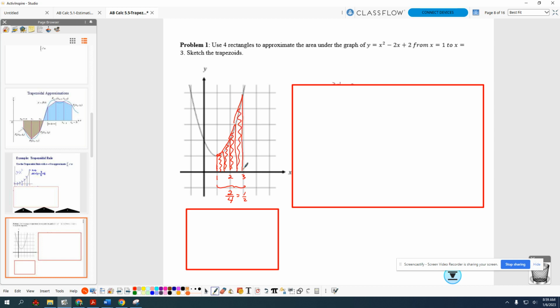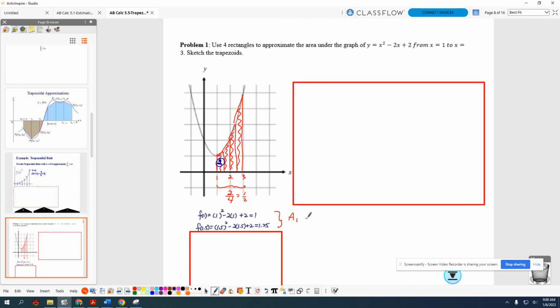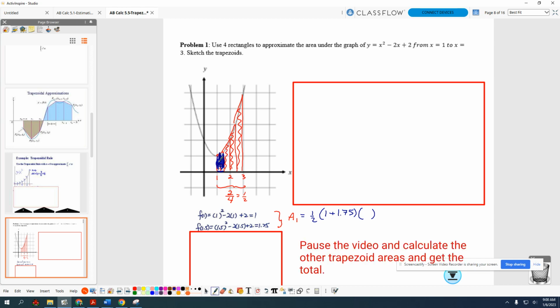So pause the video and do those calculations. The area of trapezoid 1 is 1/2 base 1, which is f of 1, plus base 2, which is f of 1.5. So 1/2 base 1 plus base 2 times the height. The height is this skinny sliver, which was 1/2. So that's the area of trapezoid 1.